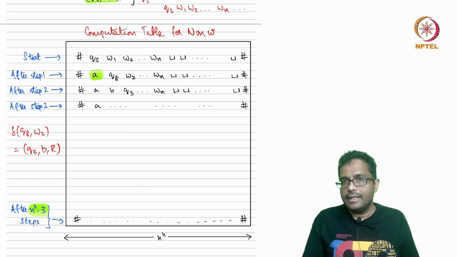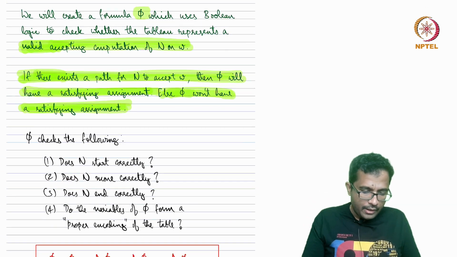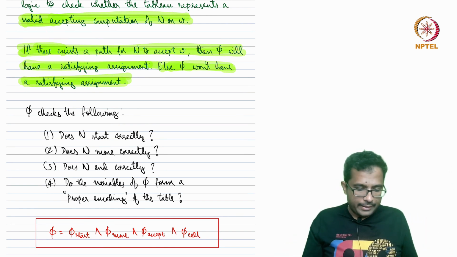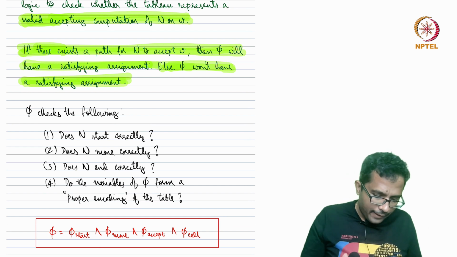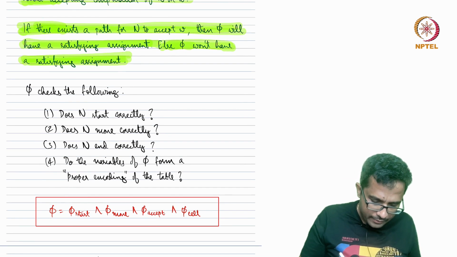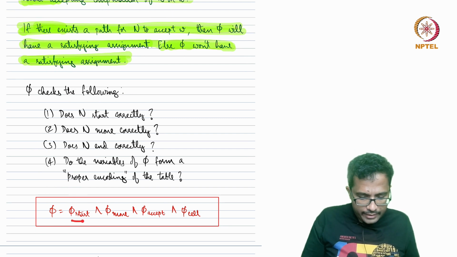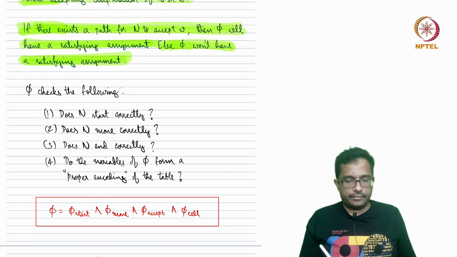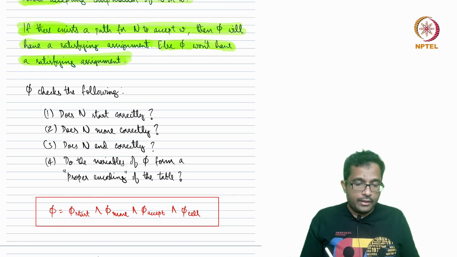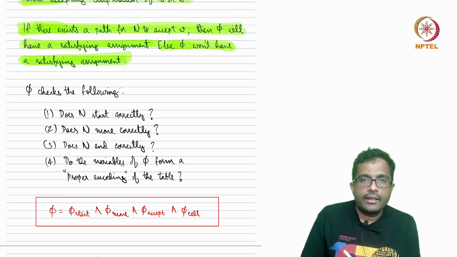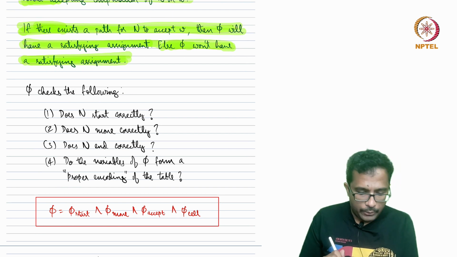So these are the things that the formula needs to check, and we will encode all of this in separate modules, right? So the formula phi will actually have 4 parts. The formula phi will be an AND of 4 things, which we will call phi start, phi move, phi accept, and phi cell. So what does each of these do? Phi start checks whether the starting configuration is a valid starting configuration of N on W.